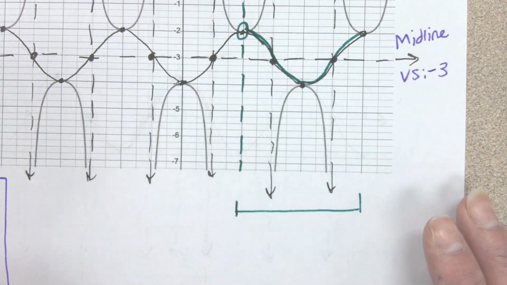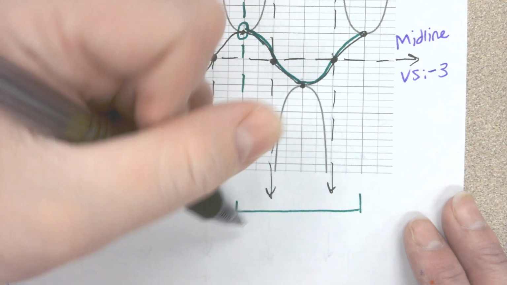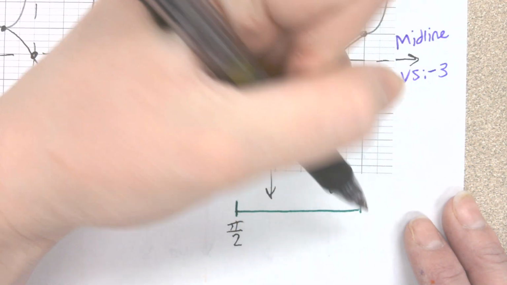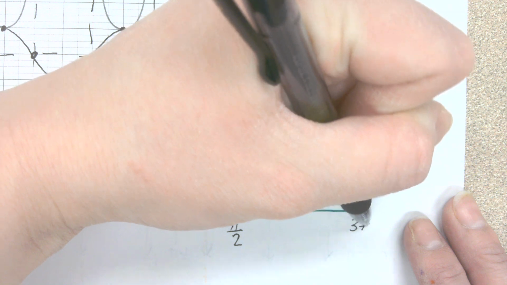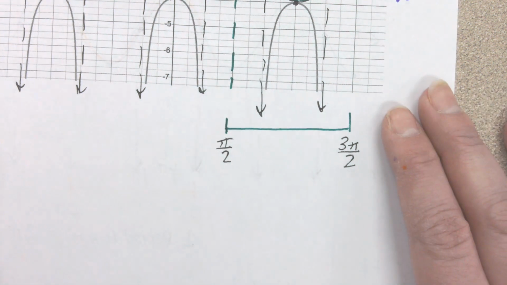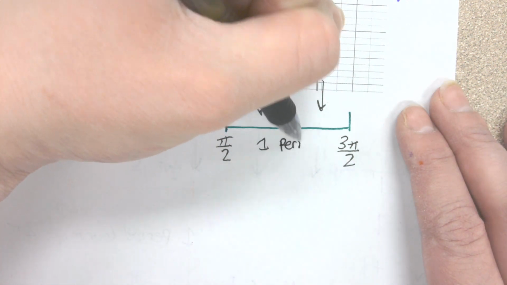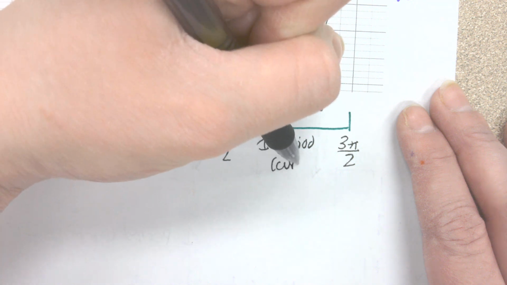So that's one full curve, one period. We go from pi over 2 to 3 pi over 2. And again, this is one period, which is a curve.